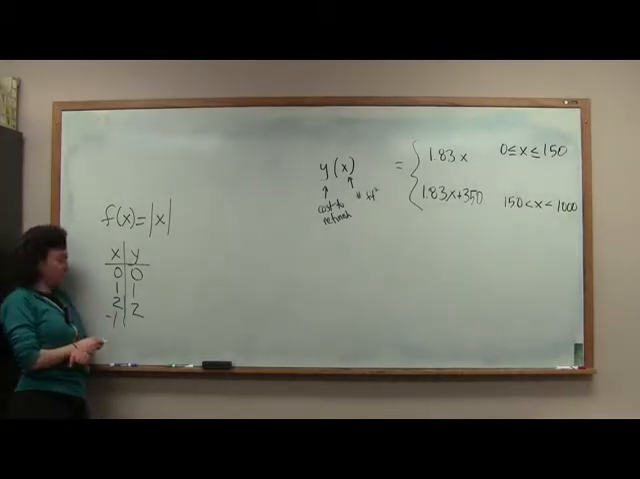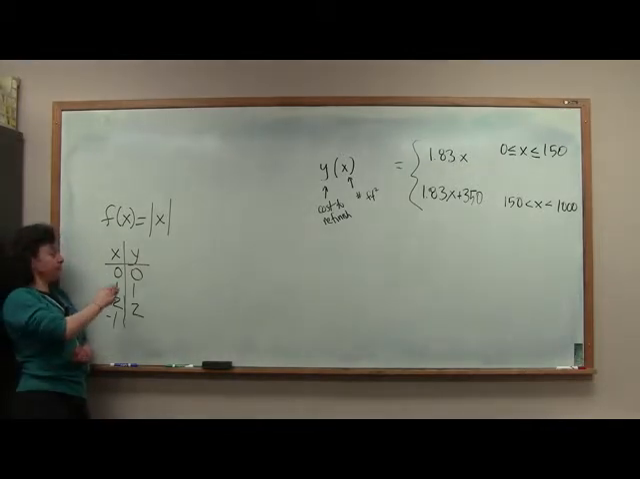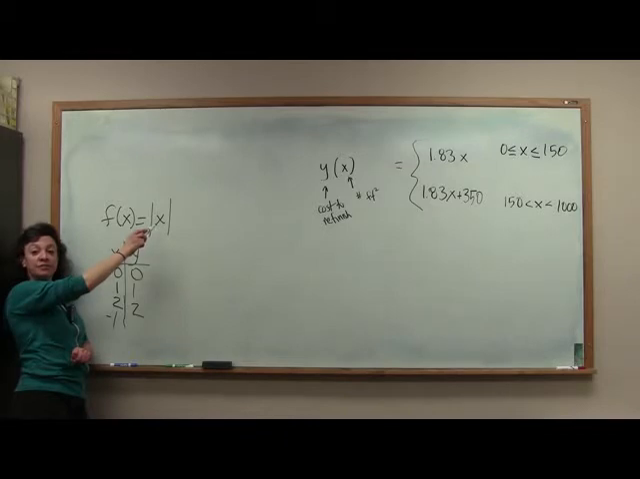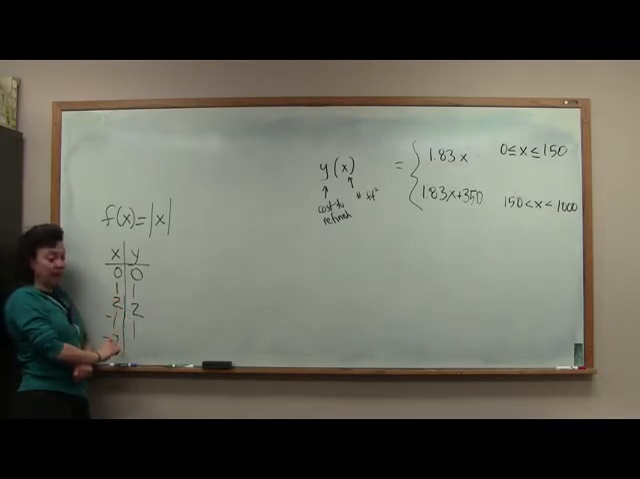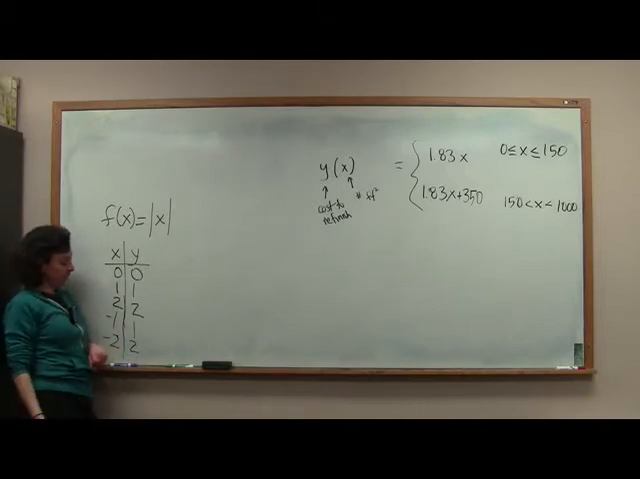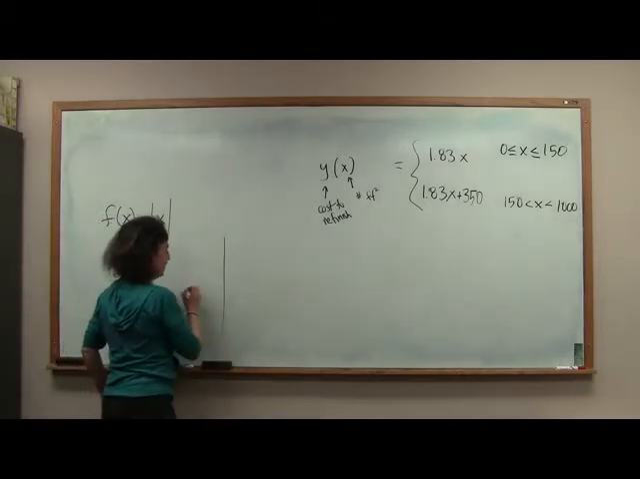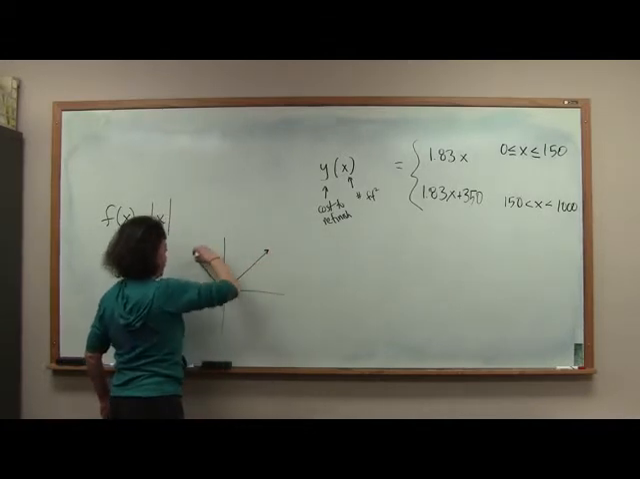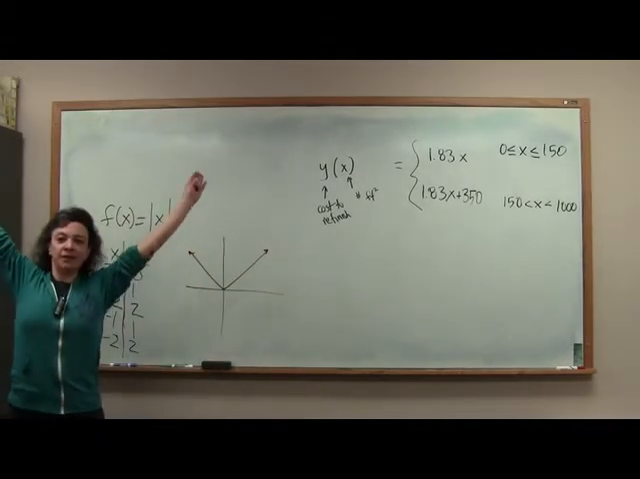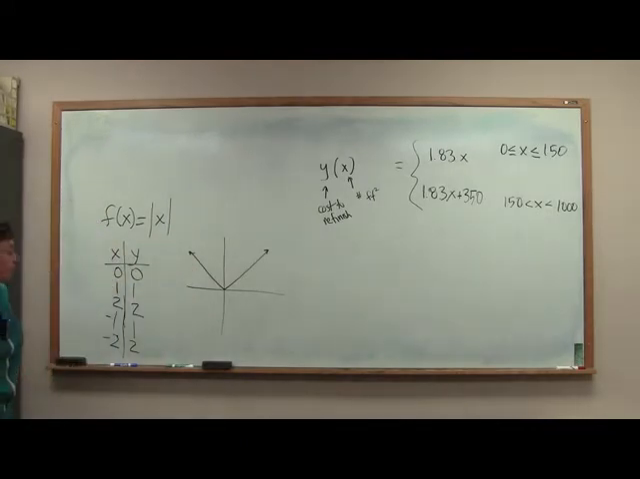What about -1? Well, the absolute value of -1, how far is -1 from 0? I claim it's just 1. Remember, the absolute value of any positive number is itself. The absolute value of any negative number is just the opposite. So if we were to graph this, you'll see that we get our nice V-shaped line here.